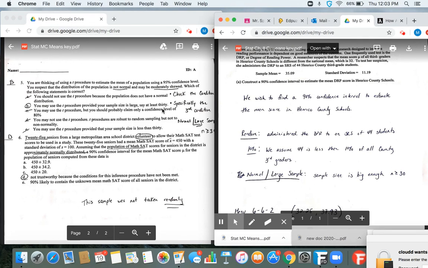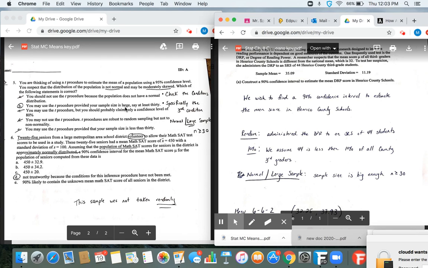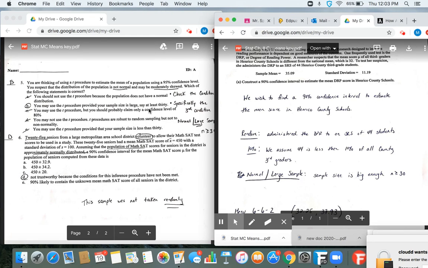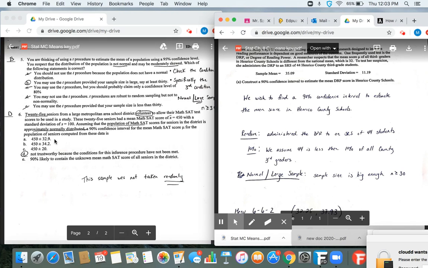We're told it's moderately skewed. Okay. However, the sample size that we're given, all right, it says you may use if your sample size is large, say it's at least 30. If that's the case, all right, then we can actually carry out our T procedures, or we can find our confidence interval. The issue with number 6, okay, is it tells us here that it is approximately normal.